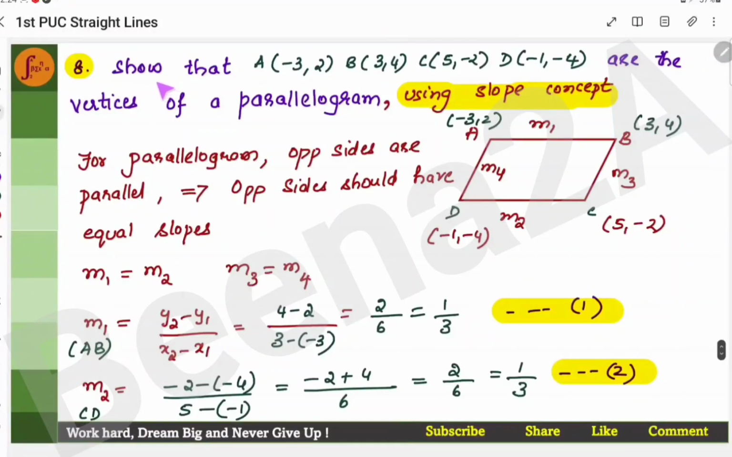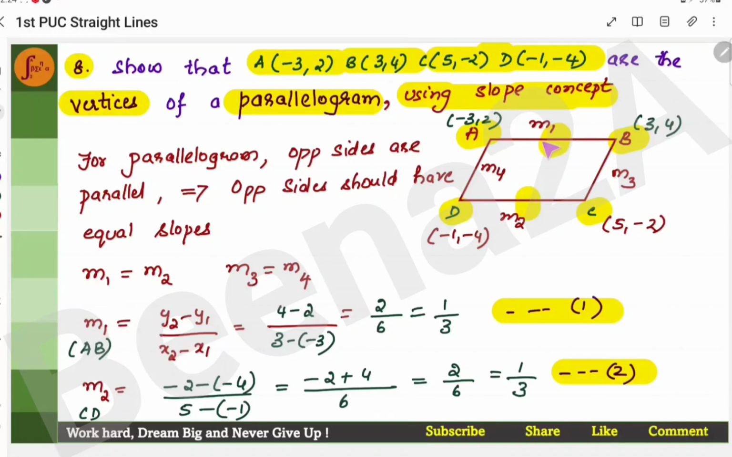Coming to the 8th problem, you have again 4 points here. You have to show that these form the vertices of a parallelogram using slope concept. Now, assume that there are 4 points A, B, C, D, and this is a parallelogram, right? What is a parallelogram? It's a polygon where the parallel sides are equal. So, AB is equal to CD, AD is equal to BC, the opposite sides are equal. And also they are parallel. That's why it's called a parallelogram.